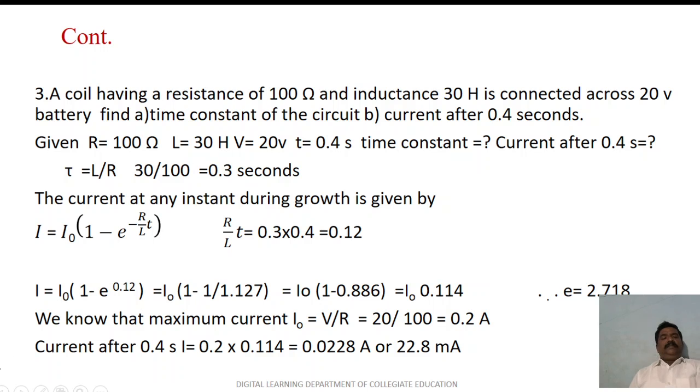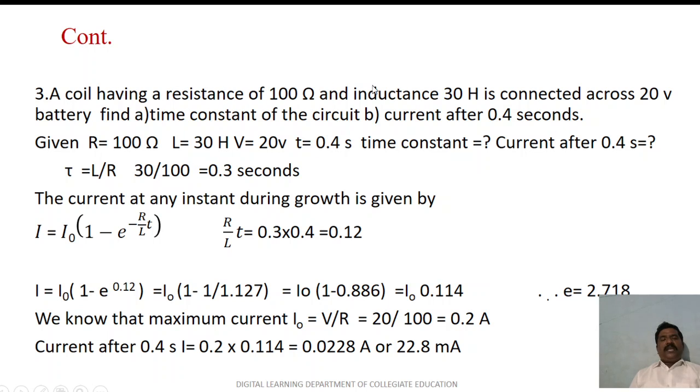So next problem, we have a circuit like LR circuits and CR circuits. So let us take for this problem in LR circuits. A coil having a resistance of 100 ohms and inductance 30 Henry is connected across a 20 volts battery. Find (a) the time constant of the circuit and (b) the current after 0.4 seconds.